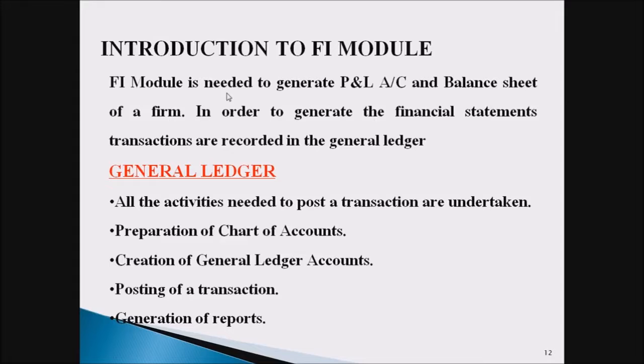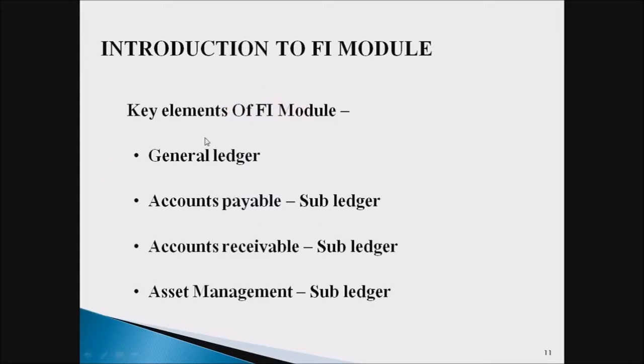So in order to generate the financial statements, transactions must be recorded in the general ledger. It's not that only in the general ledger. I'm just going back to the previous slide. So whatever transactions we record in the general ledger, in the accounts payable, accounts receivable, and asset management, these all will become a part of the financial accounting module. That is the FI module.